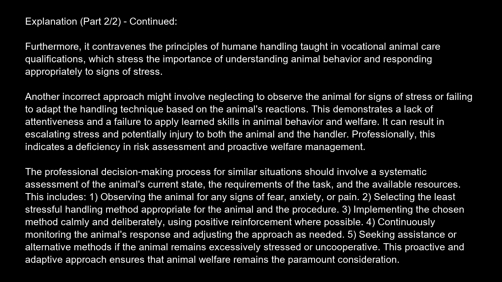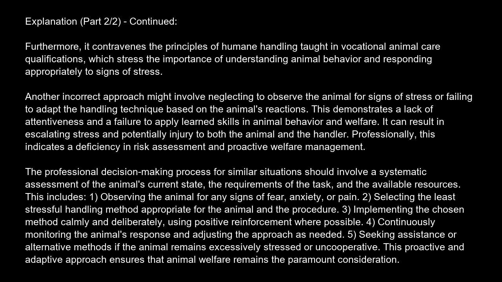It can result in escalating stress and potentially injury to both the animal and the handler. Professionally, this indicates a deficiency in risk assessment and proactive welfare management. The professional decision-making process for similar situations should involve a systematic assessment of the animal's current state, the requirements of the task, and the available resources.